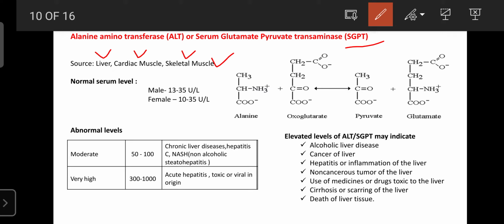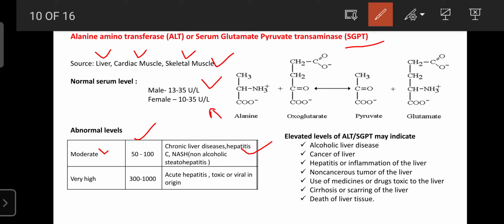Okay, so the normal level of alanine transferase in the male is 13 to 35 units per liter, and in the female it is 10 to 35 units per liter. If the level is increased to 50 to 100 units per liter, that is considered a moderate abnormal level of ALT. It can denote the person is suffering from chronic liver disease, hepatitis, then NASH, that is non-alcoholic steatohepatitis.